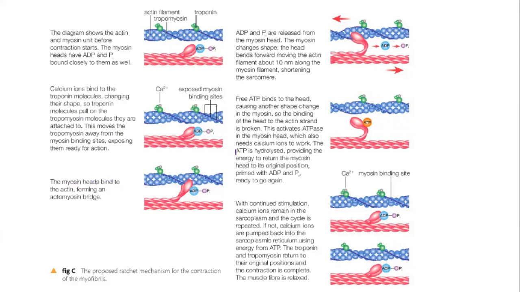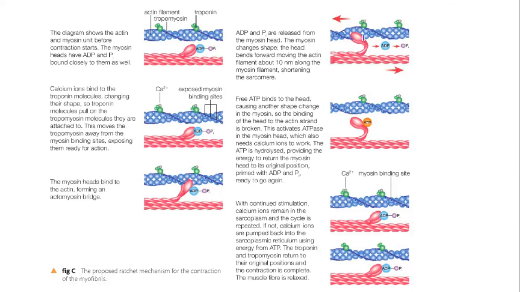ADP and phosphate. Remember, I told you that this myosin head has ADP and phosphate attached to it, right? So ADP and phosphate are released from the myosin head. The myosin changes shape. The head bends forward, moving the actin filament towards the side.